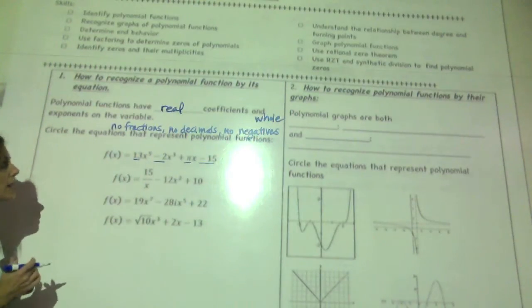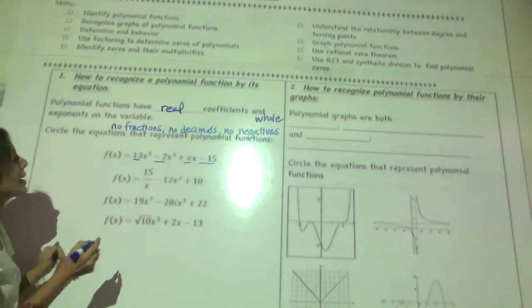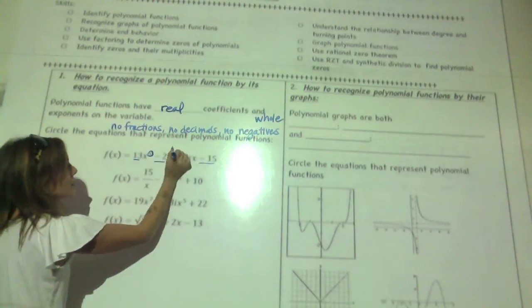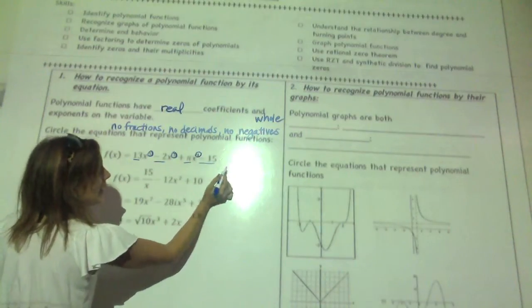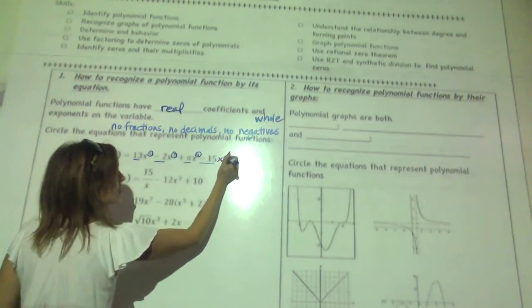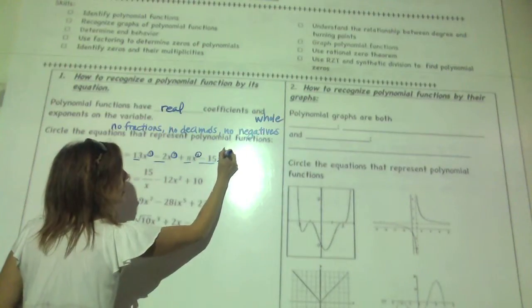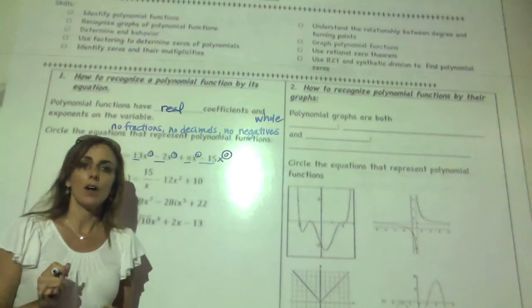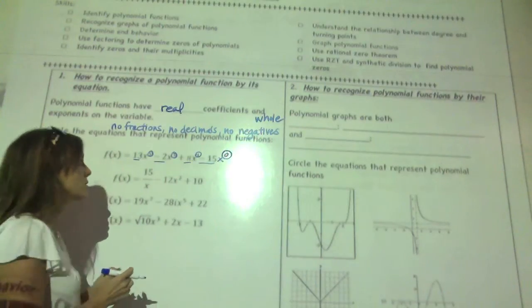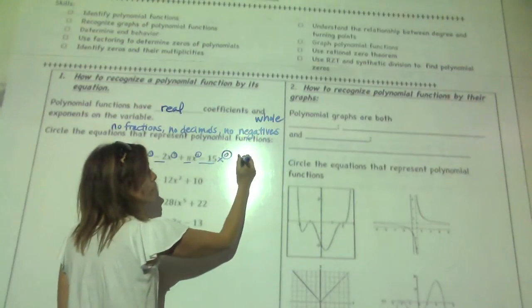Now let's think about your exponents. Are these all whole numbers? What's the exponent there? That's going to be a 1. And really we can think of this as x to the 0 power. So if I look at all my exponents, they're all whole, so we are good to go. This is a polynomial.